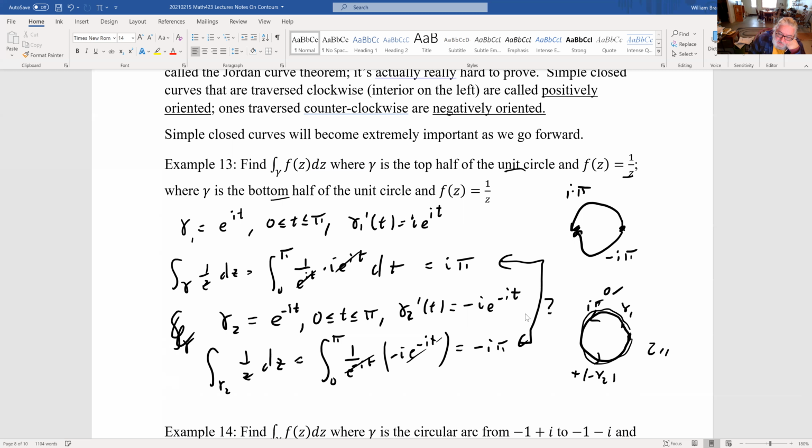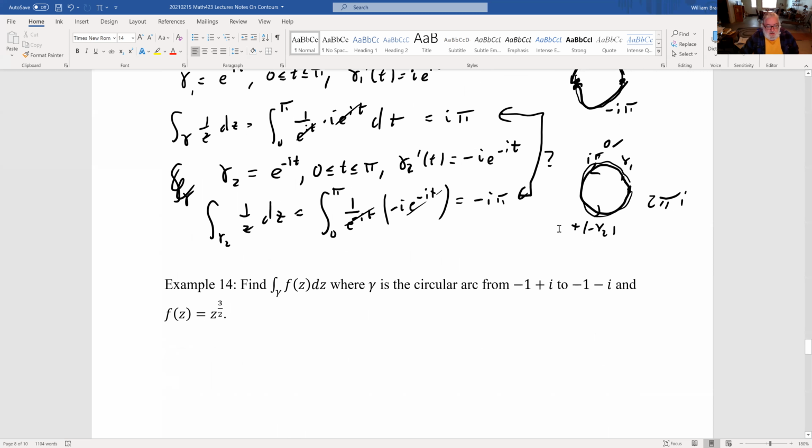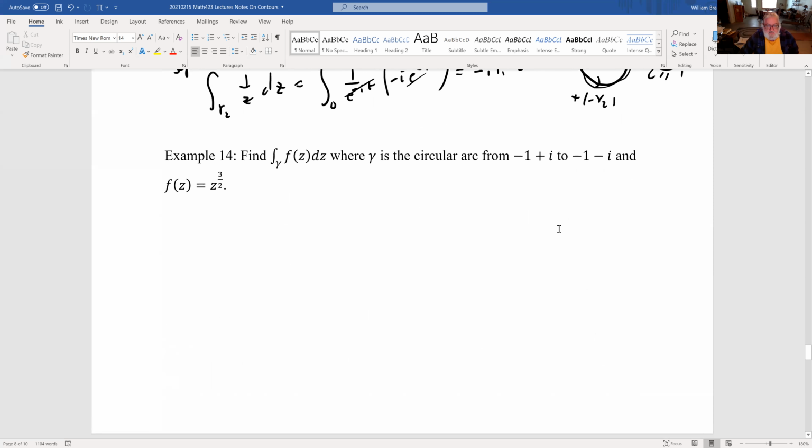But our integral is going to be 2 pi i actually, because it's i pi minus minus i pi. So 2 i pi, if you integrate around the circle. So that's a little bit unhappy, that we don't have path independence here, right? 1 over z is a function that doesn't have path independence if you integrate from 1 to minus 1. So we have to be careful.